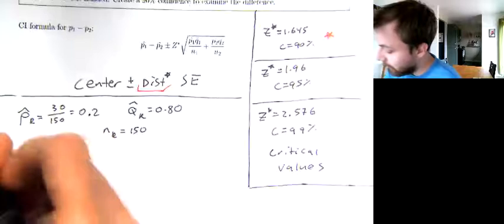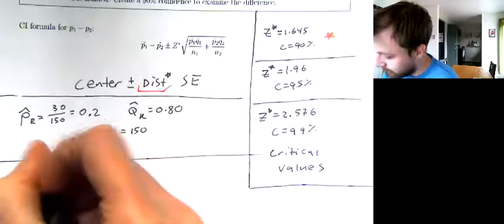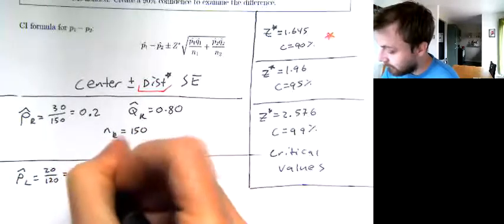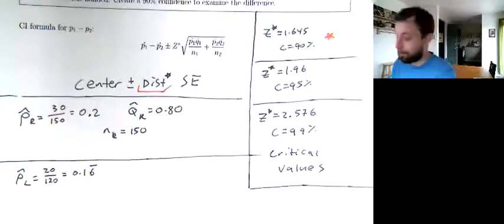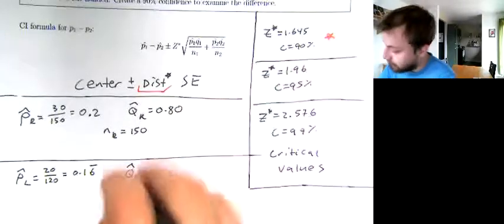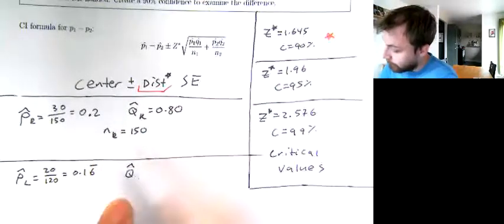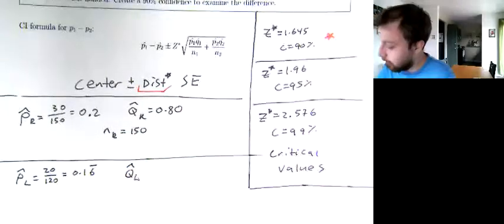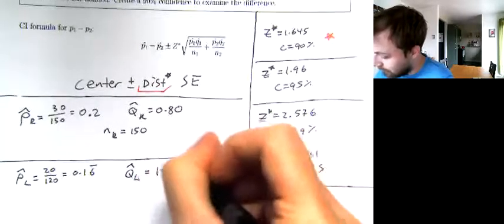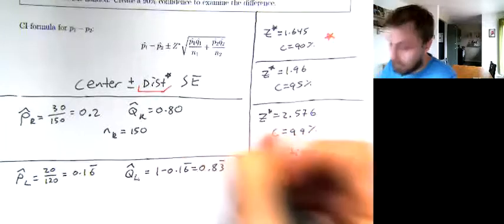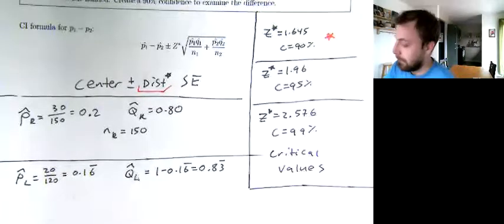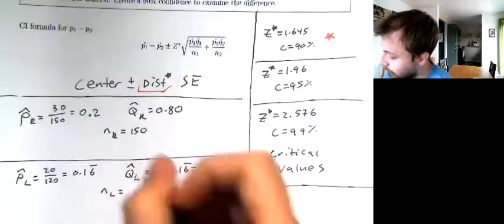I'm going to list the same information now for the left hand. Success rate of 20 out of 120. That's 1/6, so 0.166 repeating. My failure rate is going to be 1 minus, and I'm using subscripts of L here to denote left hand and R to denote right hand. When I do 1 minus this number, they're complements, I get 0.833 repeating, or it's 100 out of 120, or 5/6. The number of samples for the left hand was 120.